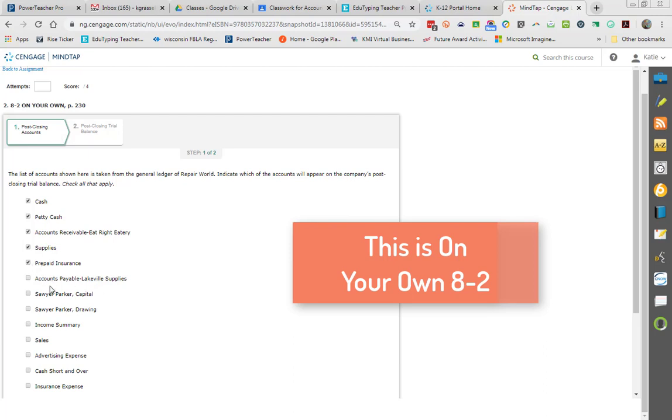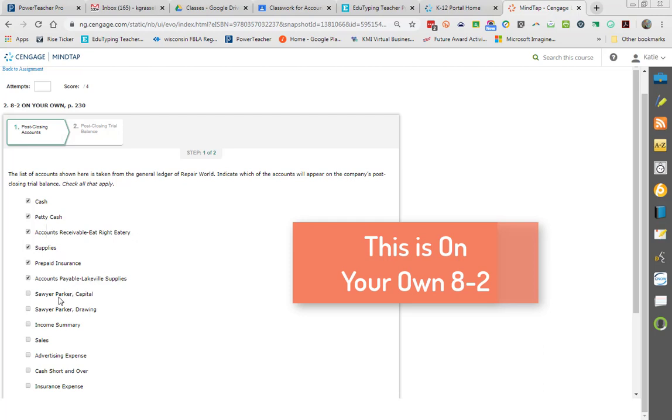I get to this account right here. It says accounts payable, Lakeview Supply. Well, payable means I owe someone. The definition of a liability is anything you owe. So therefore, accounts payable is a liability. I've got to mark it. Remember, I am only checking assets, liabilities, and capital.